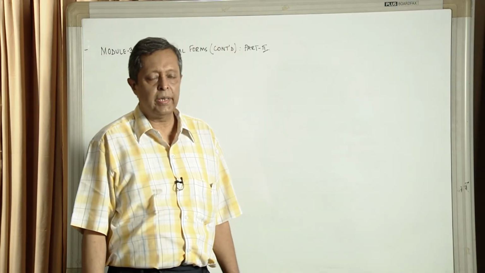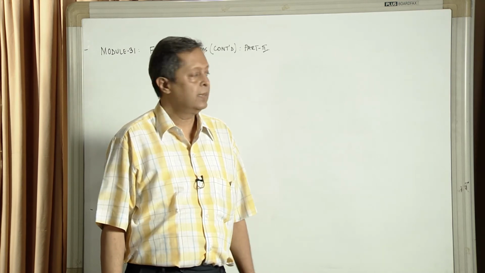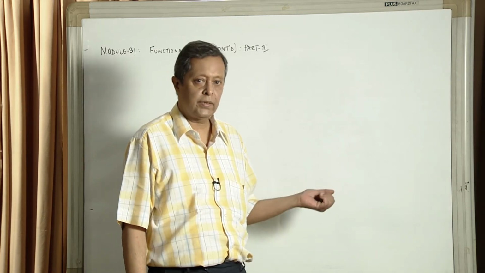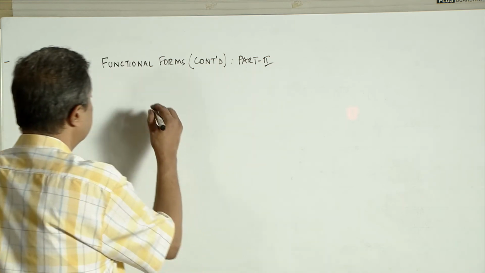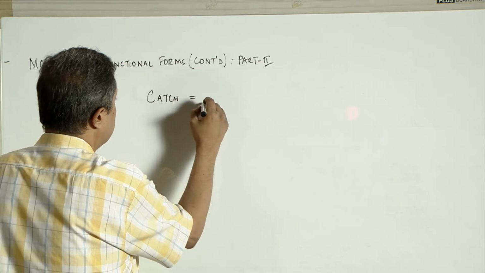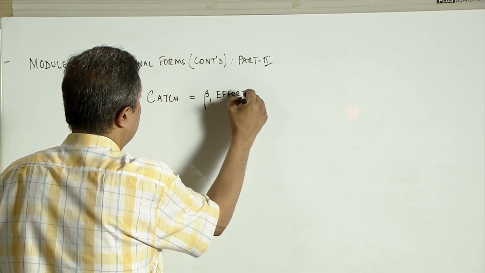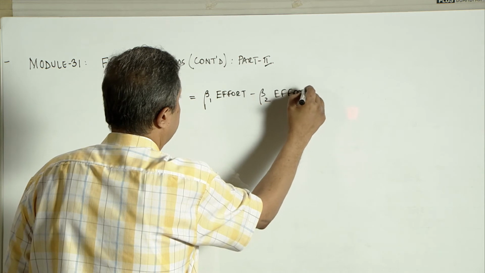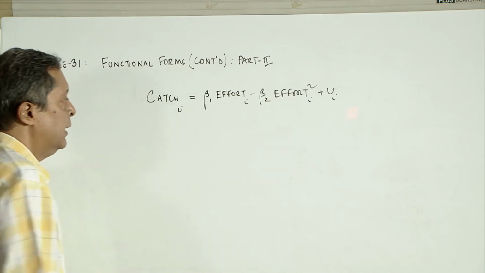Viewers, as already mentioned, we have to take a look at the reciprocal form, but before that, let us once again visit the example of the fishing industry that we have taken. So, the regression looked something like this: catch was equal to beta 1 effort minus beta 2 effort square plus u with subscript i.